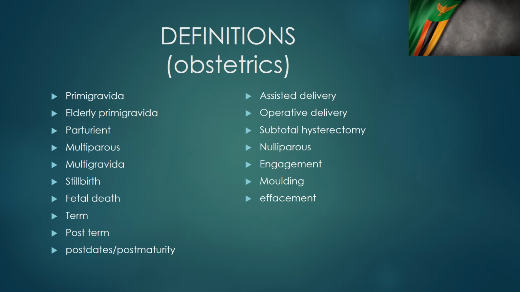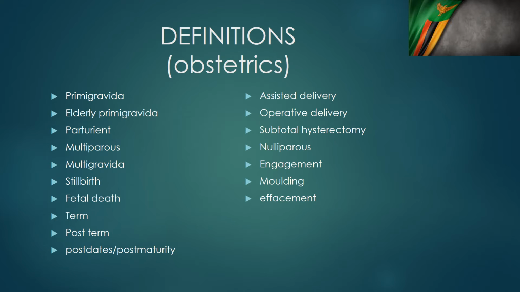A prime gravida is someone having a pregnancy for the first time. So you hear saying prime gravida very often. So prime gravida is somebody having a pregnancy for the first time. An elderly prime gravida is somebody who's having their first pregnancy when they're above 35 years old. So 35 years and above, that's an elderly prime gravida. A parturient is just somebody who's giving birth.